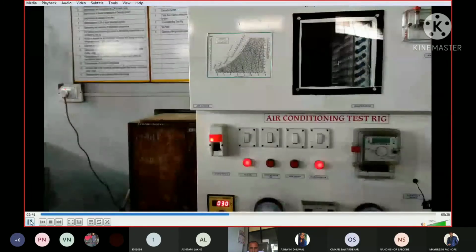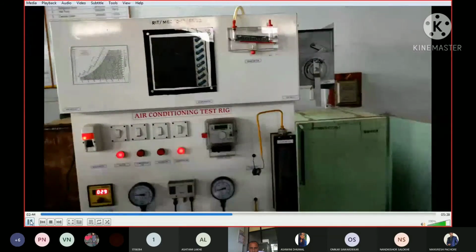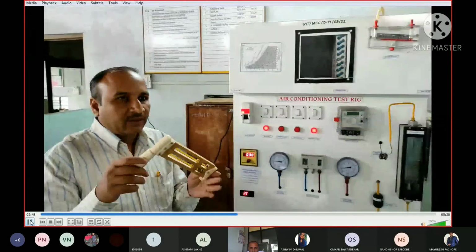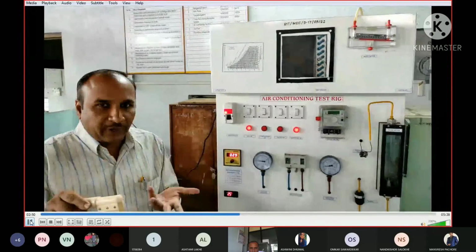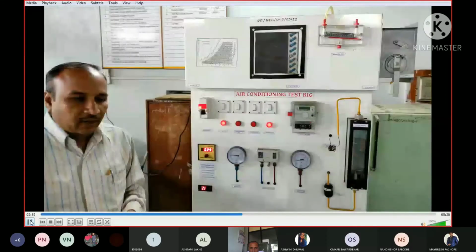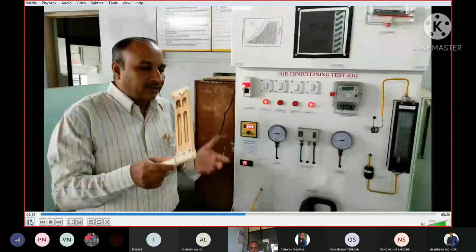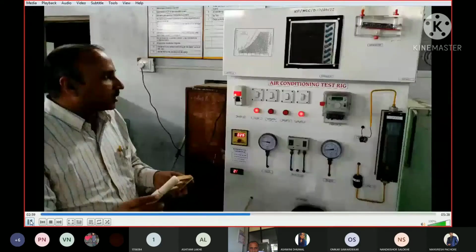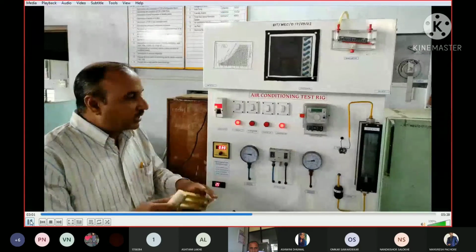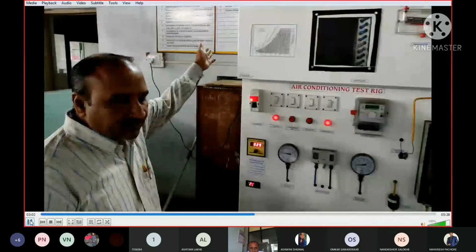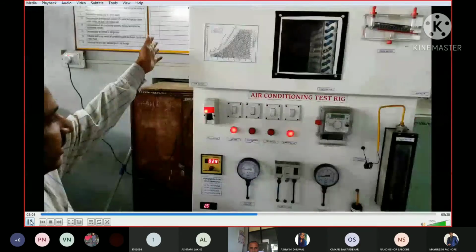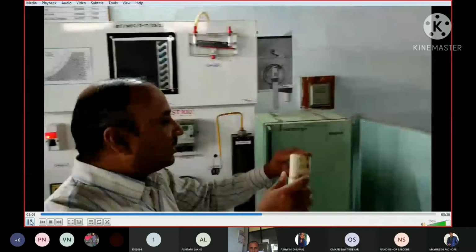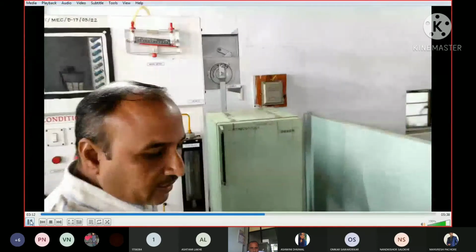But what is at the inlet? You can measure the dry bulb temperature and wet bulb temperature at any location in the environment, using a psychrometer, which you observe in the open air. So this is the inlet condition, and this is the exit condition. Whatever we get here is the exit condition of the air, and whatever we measure at the inlet by the psychrometer is the inlet condition.